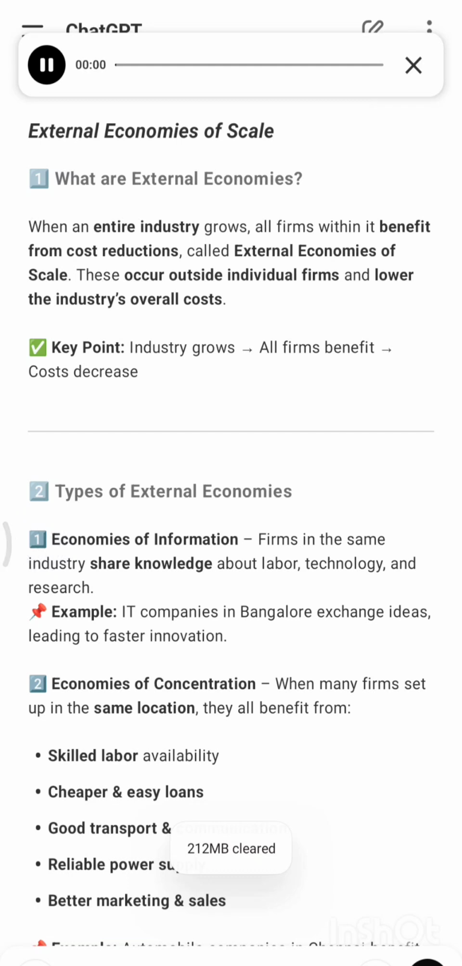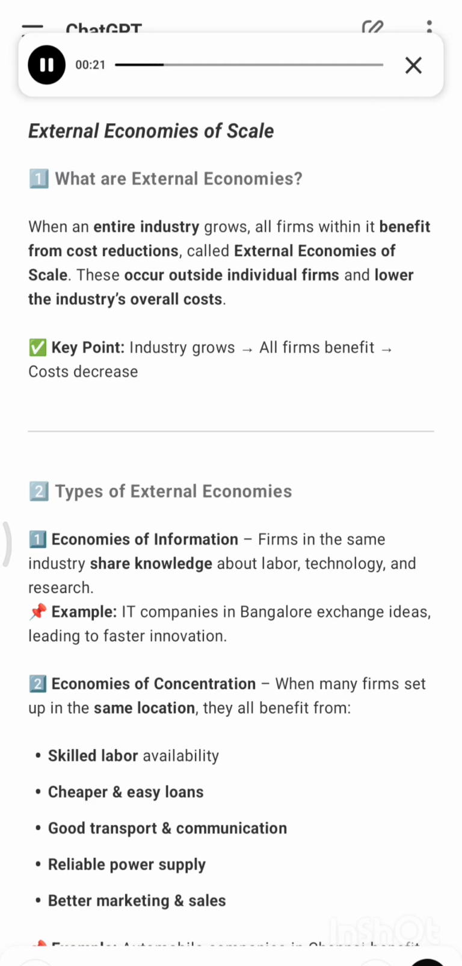1. What are external economies? When an entire industry grows, all firms within it benefit from cost reductions, called external economies of scale. These occur outside individual firms and lower the industry's overall costs. Key point: industry grows, all firms benefit, costs decrease.